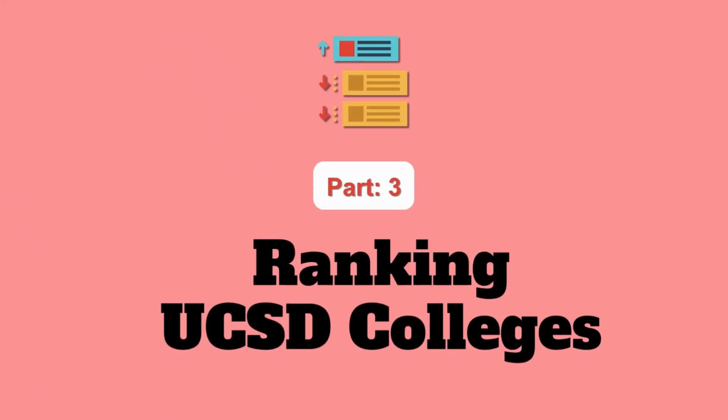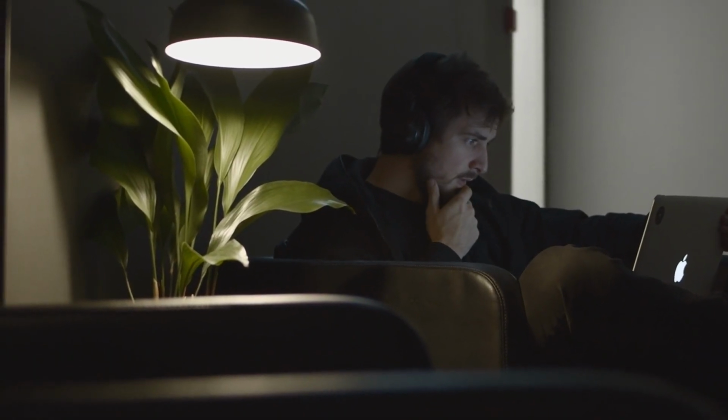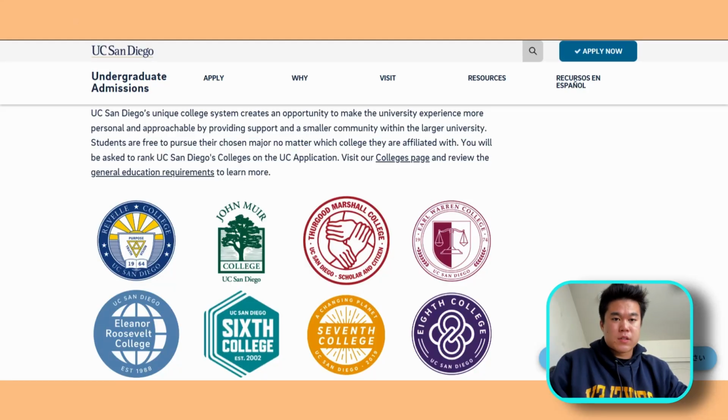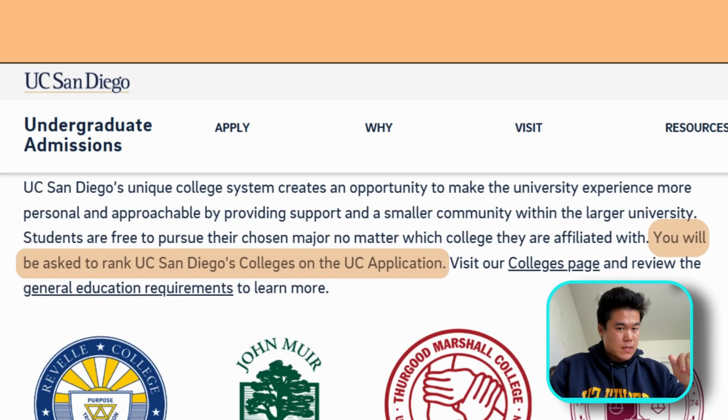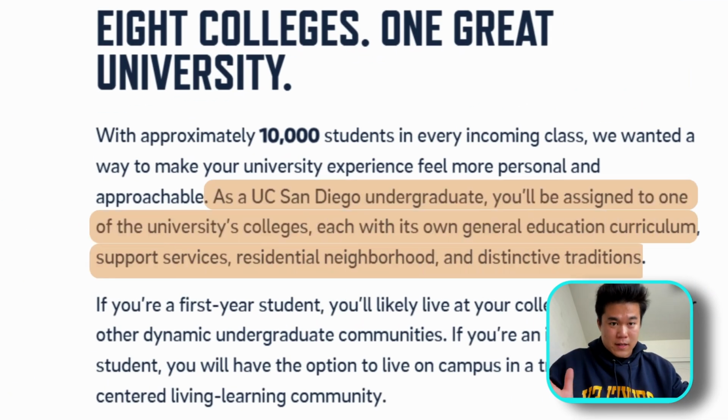Next part is for UCSD applicants. If you're not applying to UCSD, you can go ahead and skip using timestamps. But this part is super important, so make sure you listen if you are applying to UCSD. On the application, right after you choose your campuses and majors, there's a part where you rank the 8 UCSD undergraduate colleges. What this changes is a lot of things.